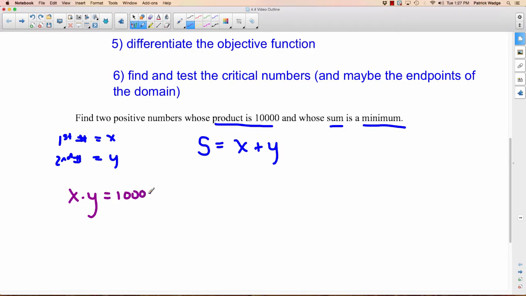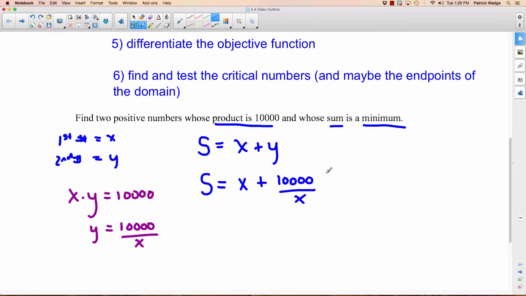And then we could solve for either one of those variables. It really doesn't make a difference at all. I'm going to solve for y. So in order to do that, we have to divide both sides by x. So this is what we get. So now we can do this step 3 where it says to express the objective function in terms of one letter. We can do that. We have x plus, I'm not going to write y, I'm going to write 10,000 over x.